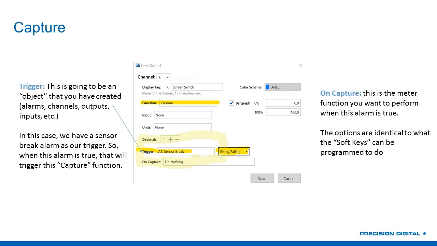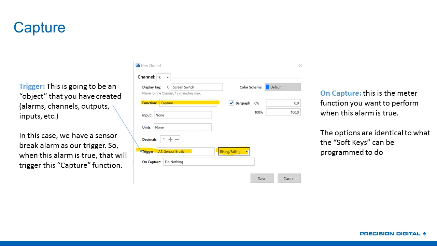And so what this is saying is when this alarm breaks, do something. But we haven't selected what to do yet. Right now it says do nothing. But if you look on the next screen, oh, there's the next screen. So on the on capture, it can do a multitude of different things. It's identical to the soft keys. So we can jump from screen to screen. We can force on a relay. We can sound a horn. We can view all of our inputs. We can view our outputs.